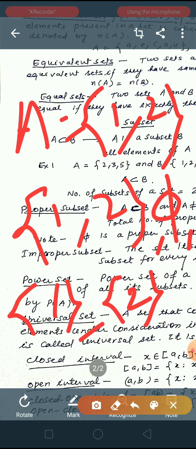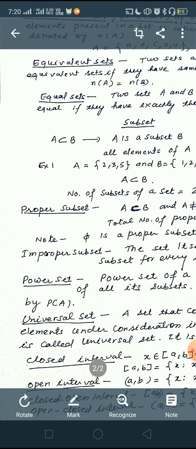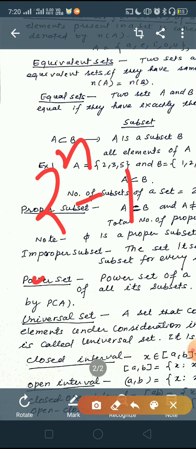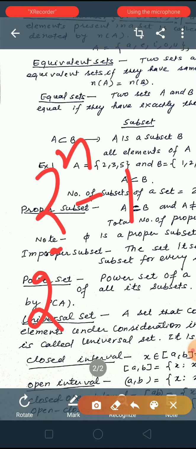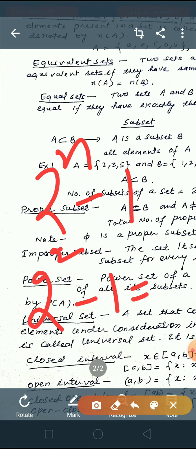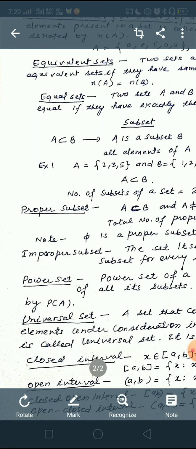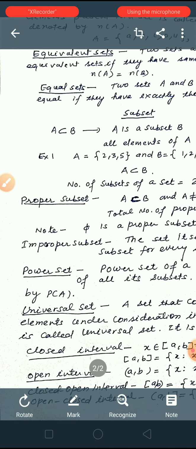And if you wish to find the total number of proper subsets, then we use the formula 2 raised to the power n minus 1. Here 2 raised to the power 2, minus 1, is equal to 4 minus 1, which is equal to 3. So the total number of proper subsets will be 3 here. I think it is clear. Now next is power set.